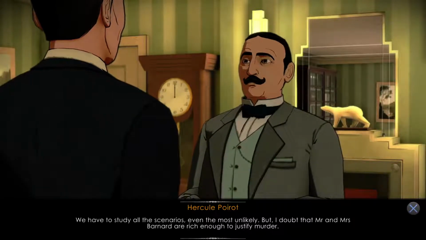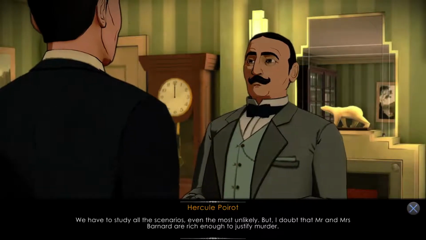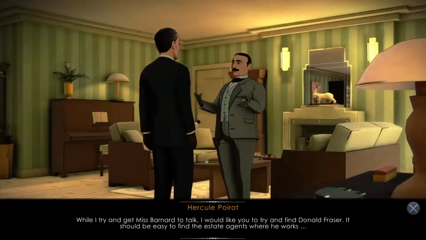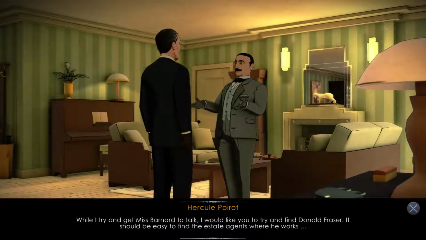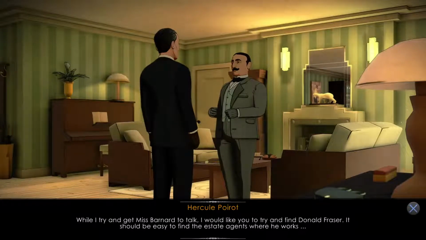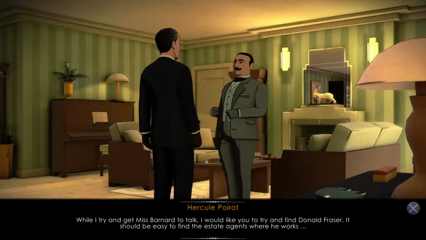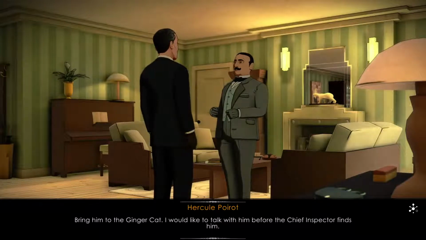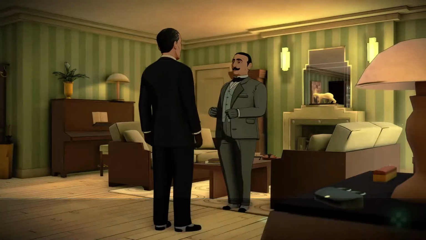But I doubt that Mr. and Mrs. Barnard are rich enough to justify murder. While I try and get Miss Barnard to talk, I would like you to try and find Donald Fraser. It should be easy to find the estate agents where he works. Bring him to the Ginger Cat. I would like to talk with him before the Chief Inspector finds him. Cool.